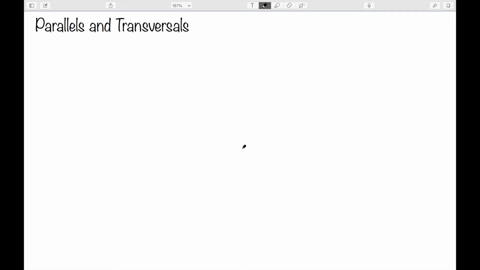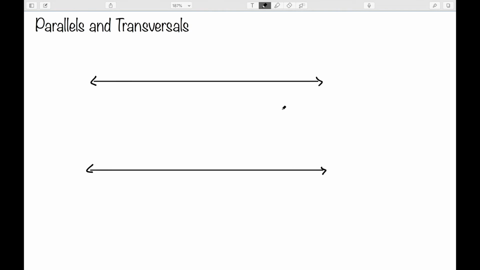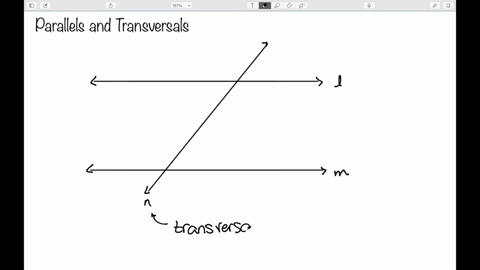In this video, I want to look at the relationship between angles formed by parallels and transversals. Let's suppose we have two parallel lines. Here I'm going to call these L and M. If we have another line that crosses them, I'll call it N. This line N is known as a transversal. So a transversal is just a line that is going to intersect two parallel lines.